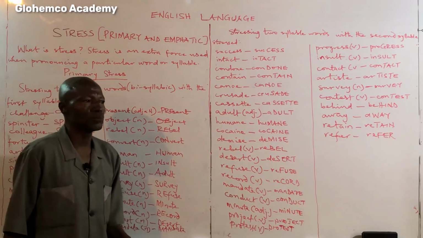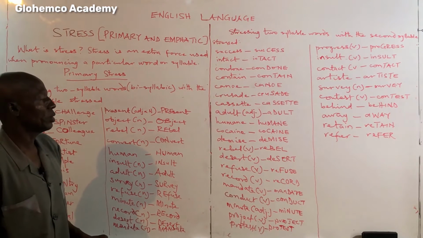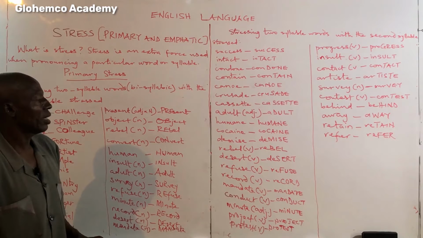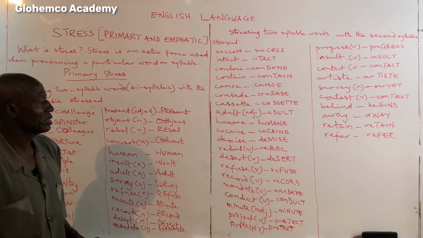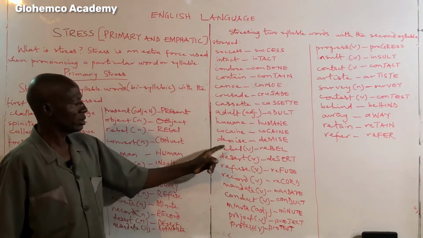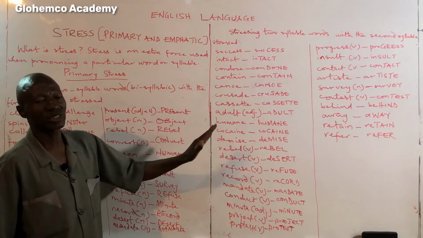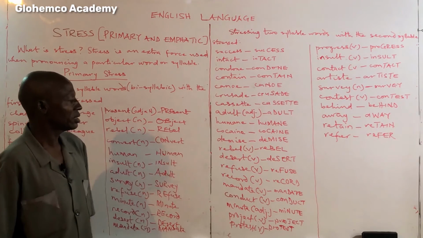I was listening to a teacher on radio the other time. He was reading a passage, one of the past WAEC passages, and he said demise or something like that. He pronounced it wrongly, but the correct pronunciation is demise.